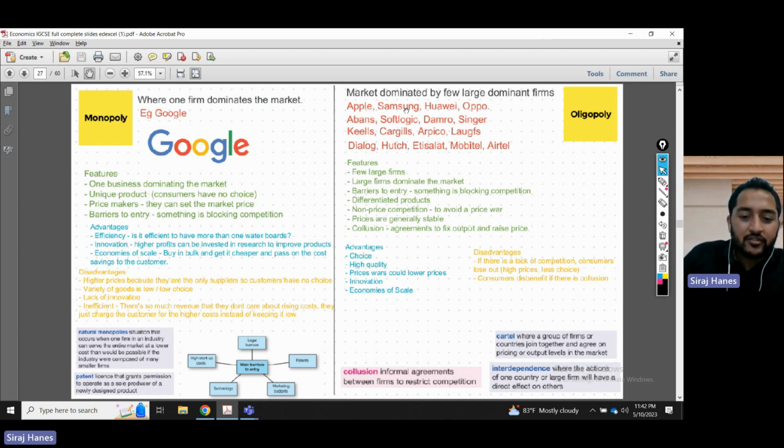What are the advantages of an oligopoly? There's choice. There's high quality. Look at the phone market, high quality, a lot of choice. If there was a price war and they were battling each other, we customers can get a lower price. There's a lot of innovation. There's a lot of economies of scale, all good stuff. Drawback: because there are only a few competitors, consumers will lose out. Higher prices and less choice. Consumers are disadvantaged if there is collusion. If they work together and collude, consumers will not benefit.